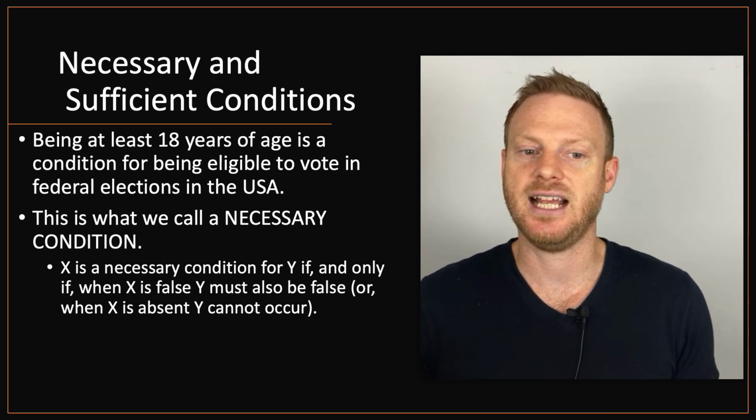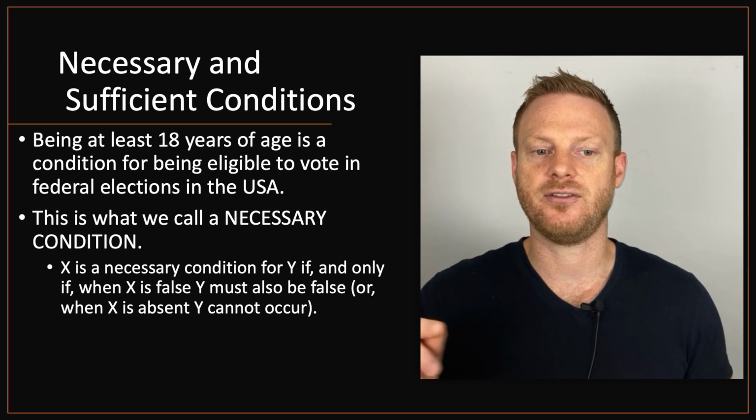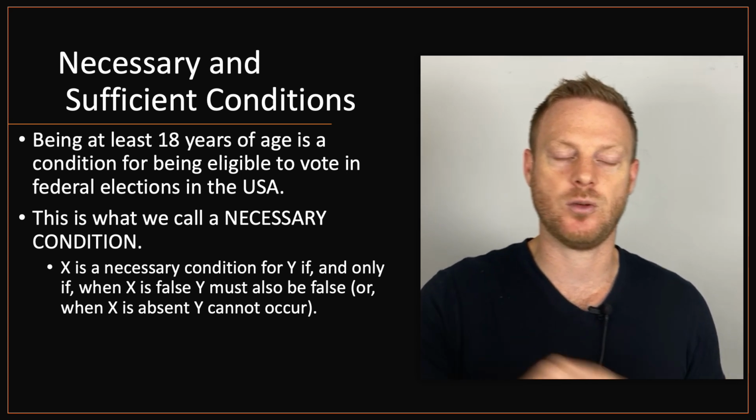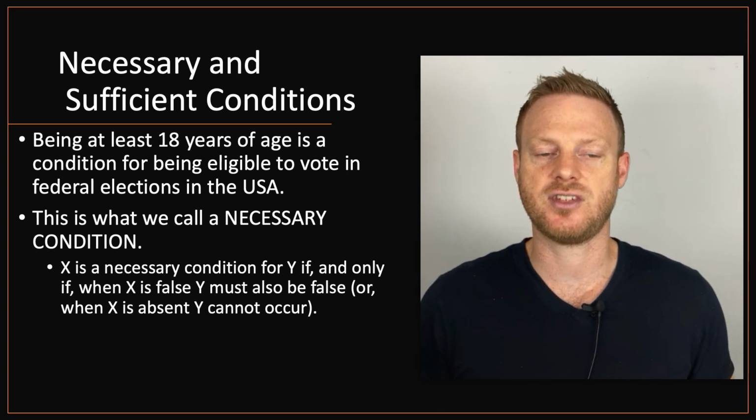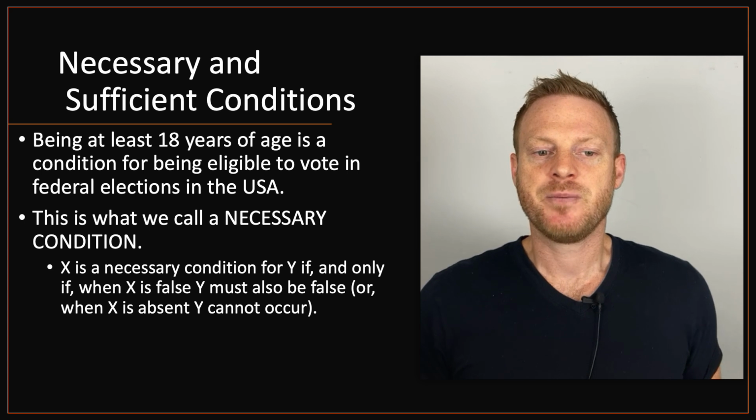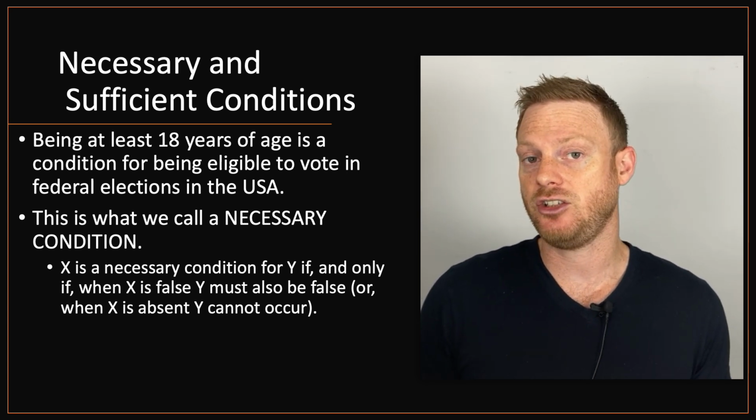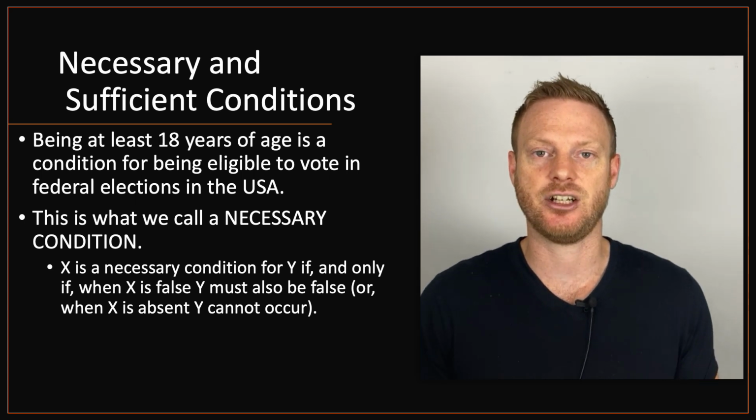We can define it as X is a necessary condition for Y if and only if when X is false, Y must also be false, or when X is absent, Y cannot occur. So going back to this definition, as a necessary condition, if you're not 18 years of age, then you cannot vote, right? So we know that that's a necessary condition.